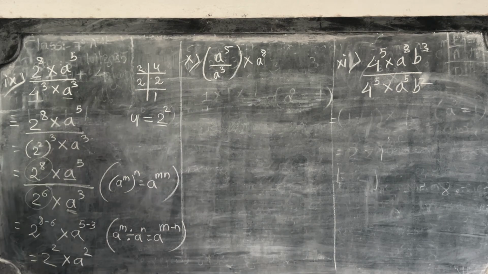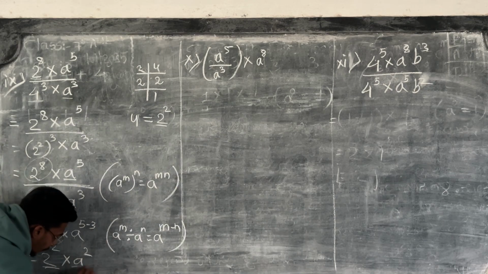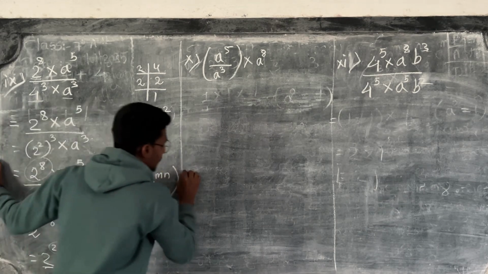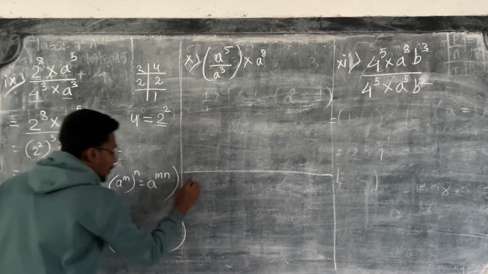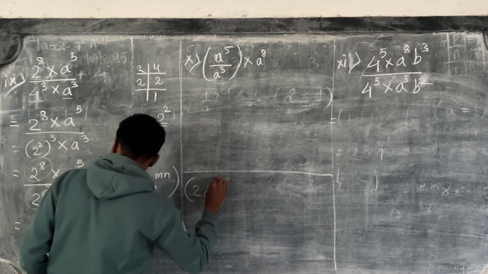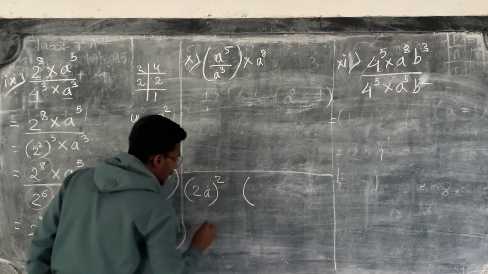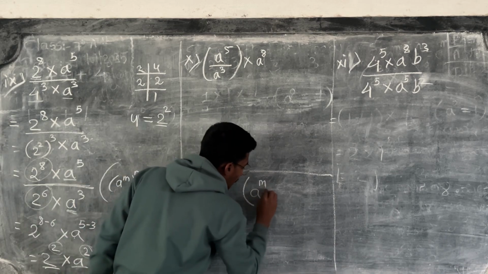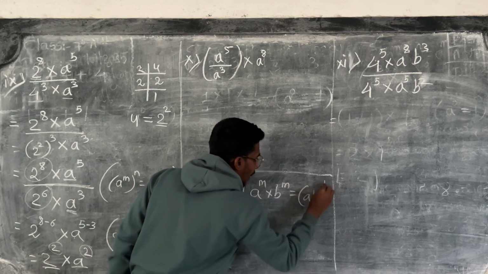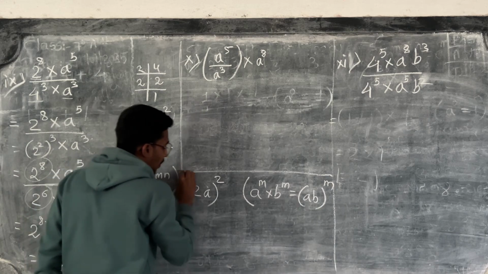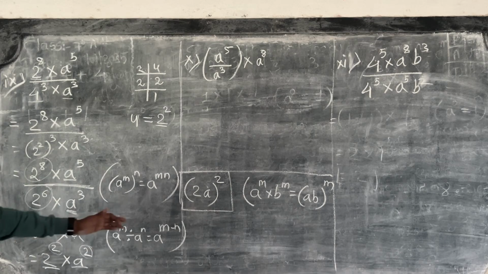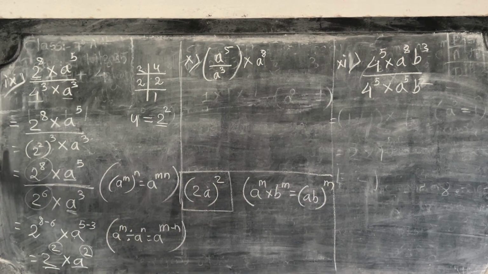Again you can see the base is different but the power is same. If the base is different and the power is same, use this identity: 2 into a whole power m, that is 2. Which identity is this? a to the power m into b to the power m is equal to ab whole power m. So what is the answer of this expression? That is 2a whole power 2. In such a way, we have to simplify this expression by using identities.